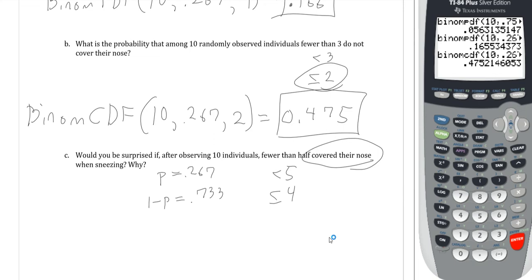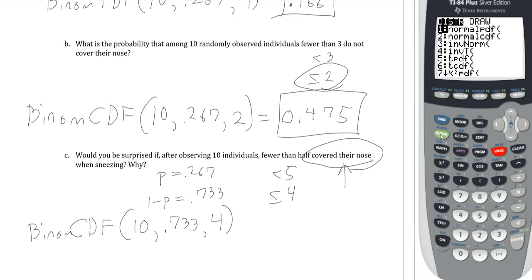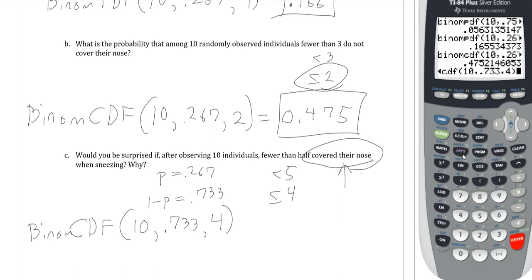Therefore, we want to use Binomcdf, this one's a bit tricky. Binomcdf of 10 trials. The probability of success in this case is covering their nose, and probability of them covering their nose is 0.733. And we want at most 4. That would be fewer than half. So we can do second vars, and we have 10, 0.733, and 4. That gives us an answer of 0.027. A very unlikely chance.